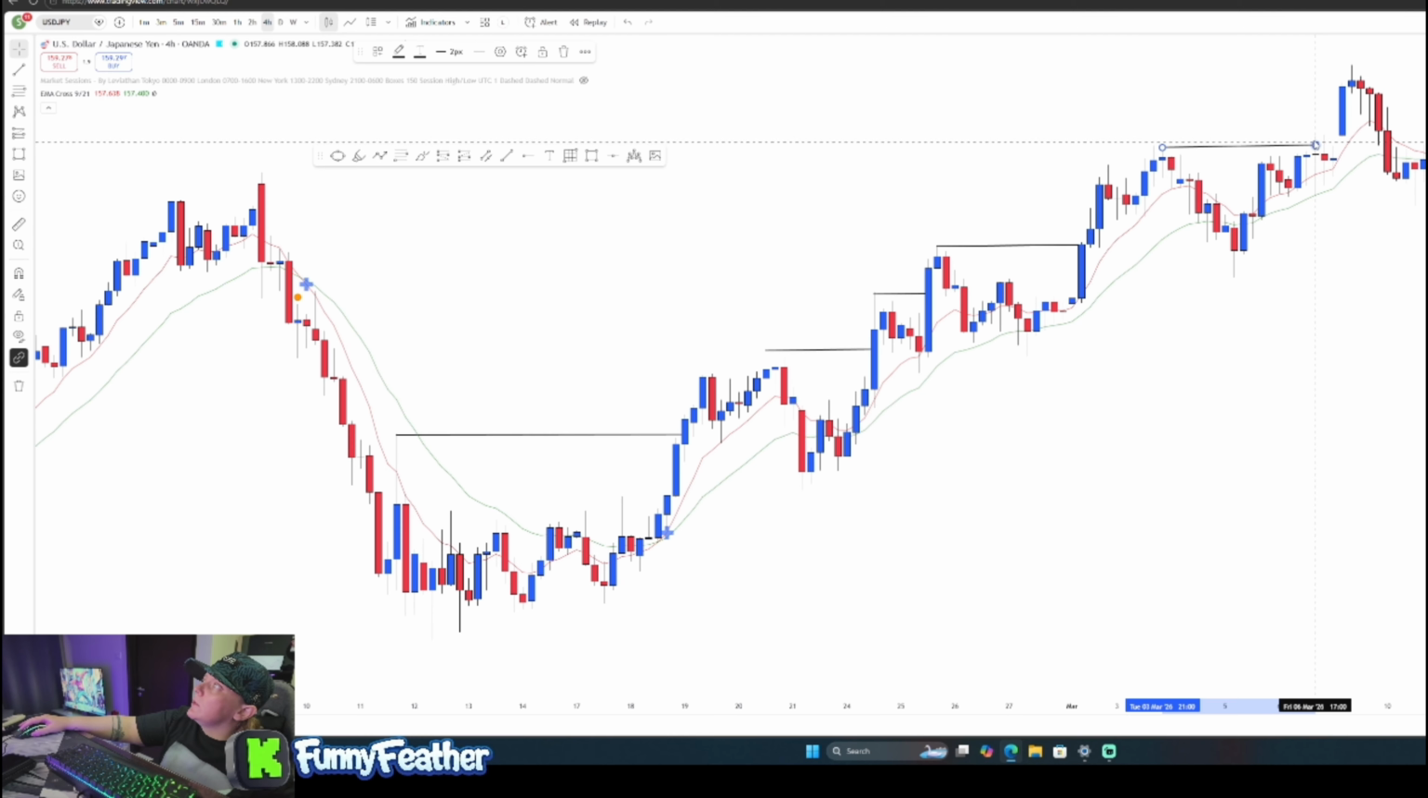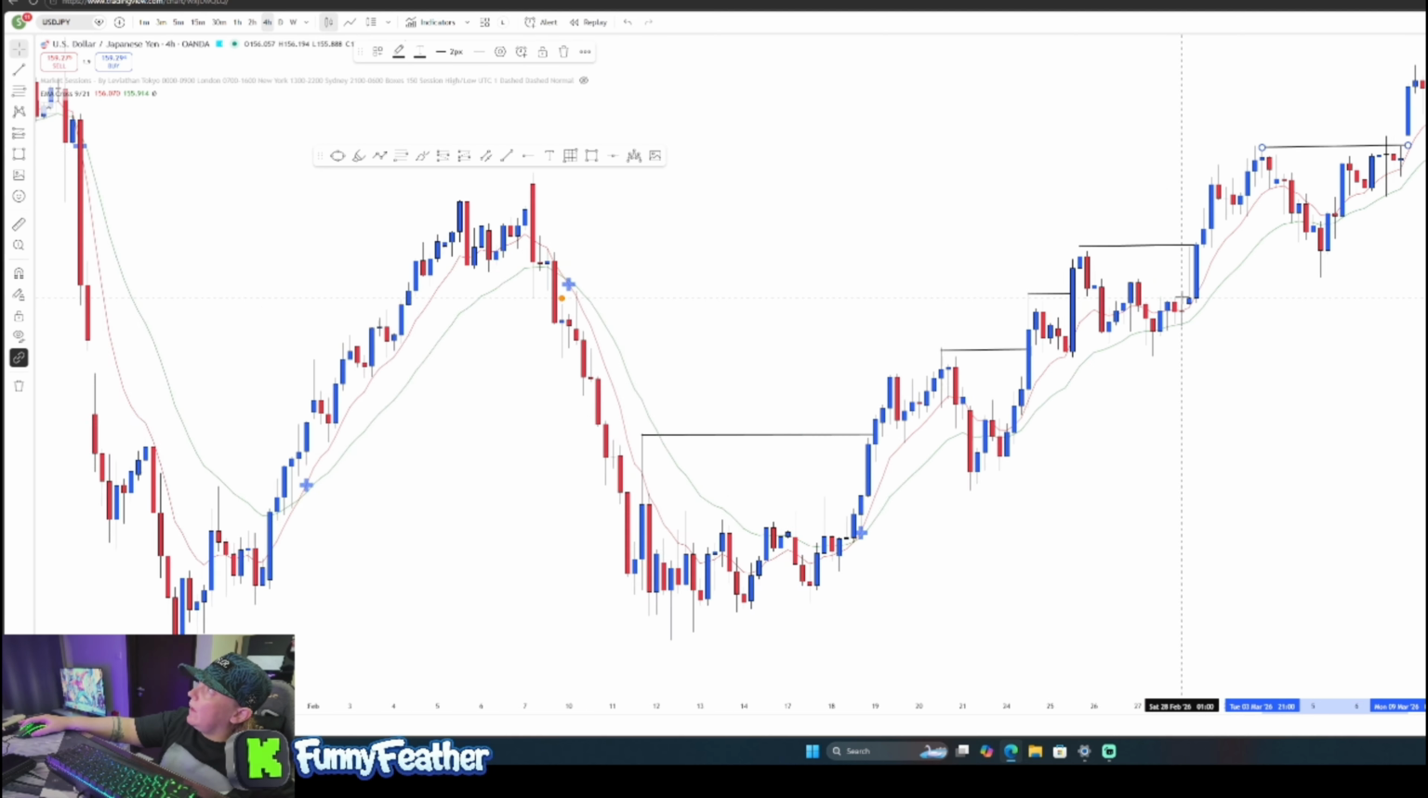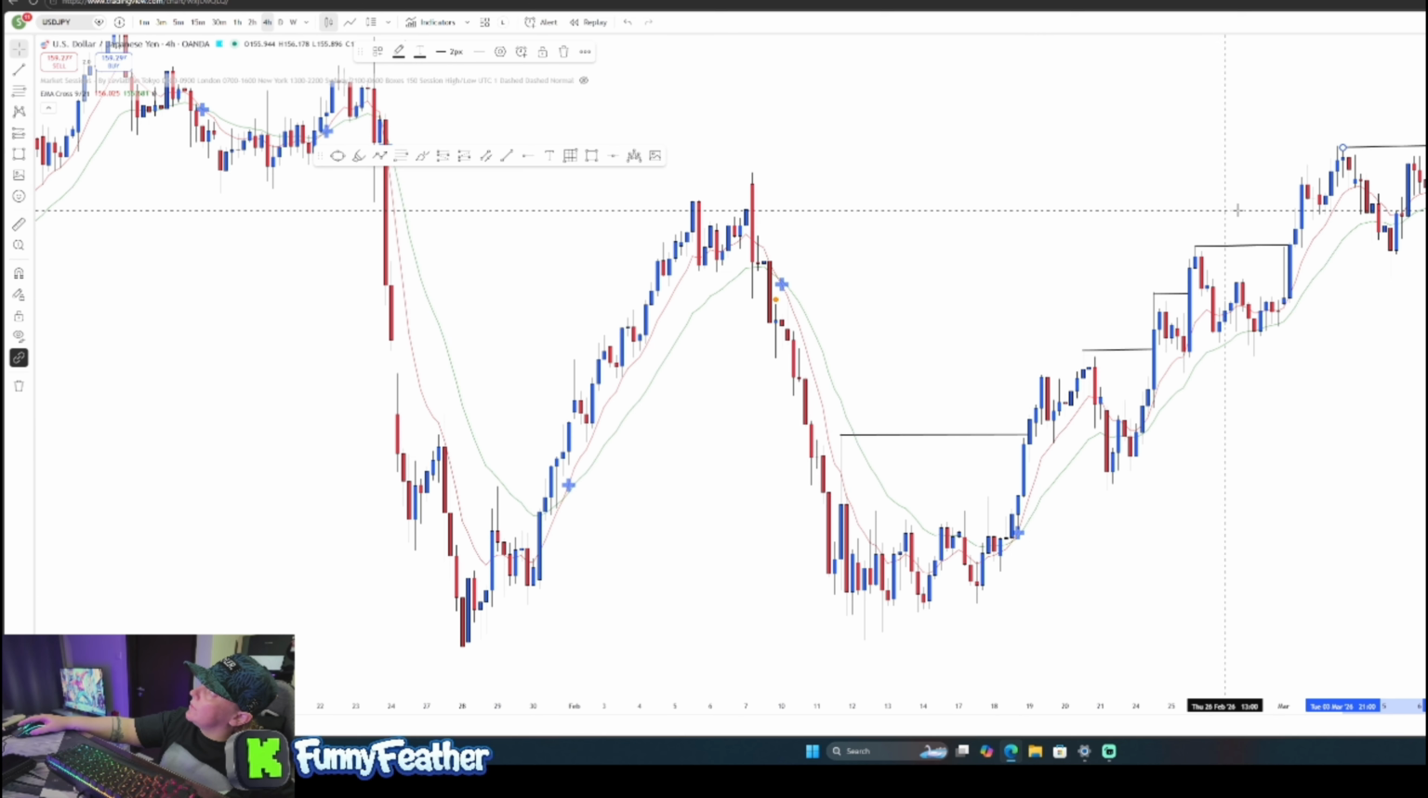All right, oh, this is not a break of structure. The only time this became a break of structure was when the gap occurred. But it came down and it filled that gap, as it sometimes does, and then it went up. So now we have all these different signs.